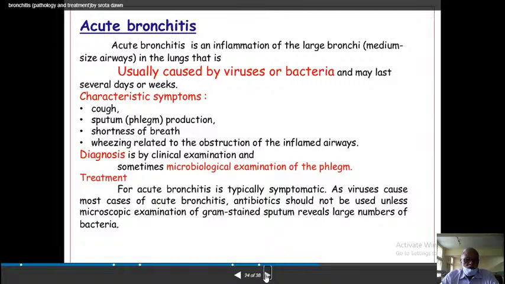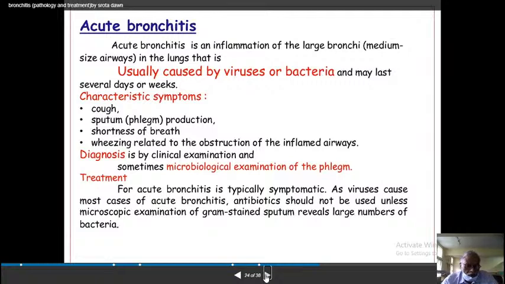Then you see acute bronchitis is an inflammation of the large bronchi and medium-sized airways in the lungs, that is usually caused by viruses or bacteria and may last several days or weeks. Characteristic symptoms are cough, sputum, phlegm, contraction, shortness of breath and wheezing related to the obstruction of the inflamed airways.